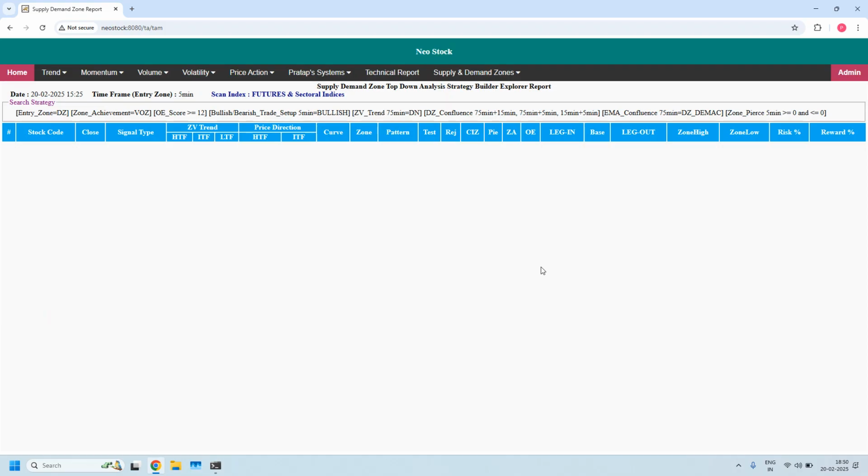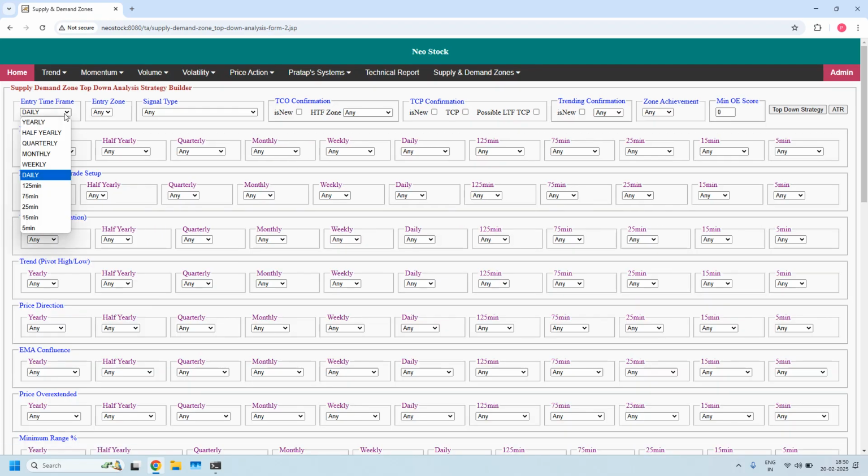Okay, this is the bullish trade setup for hourly income trade. Next, the bearish trade setup for hourly income trade. Entry time frame 5 minutes. Entry zone, supply zone. In bullish or bearish trade setup at 5 minutes, I am selecting bearish.